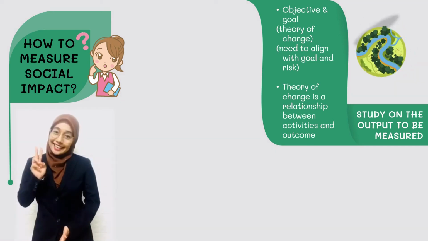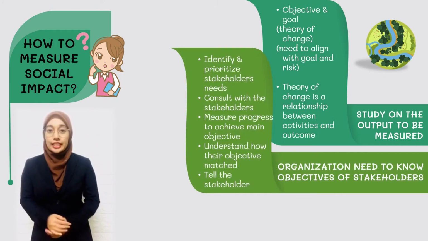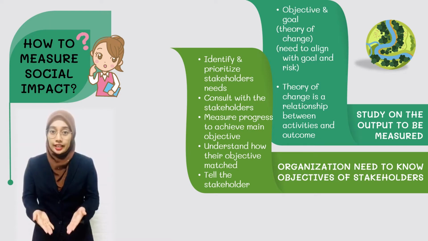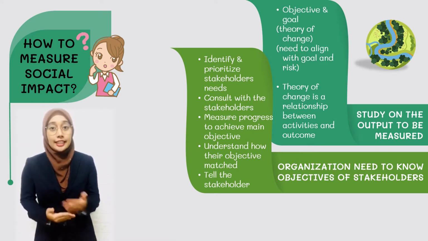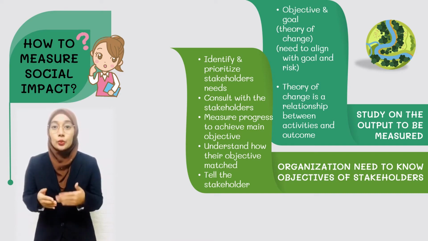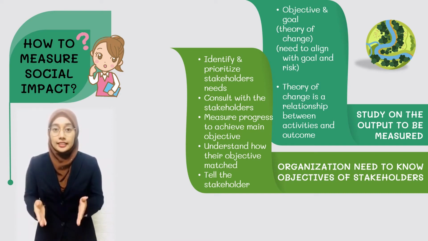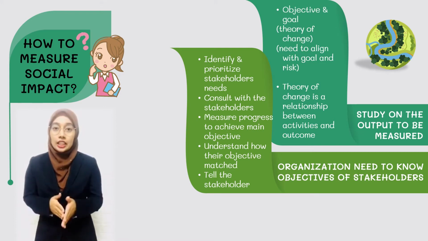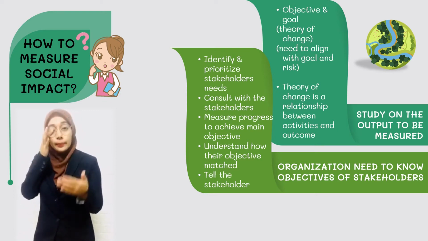Secondly, any organization needs to know the objectives of different stakeholders, and it will lead to the sources of value creation. First, to measure the value creation, they need to identify and prioritize the stakeholders' needs. Then, consult with the stakeholders to ascertain common priorities as well as to measure progress towards achieving the main objective. Next, they need to understand how their organization's objectives match with stakeholders' objectives. Lastly, the organization needs to tell the stakeholders what they are doing well, where they could improve, and what the future goals are.